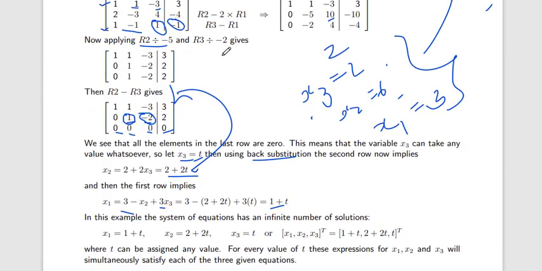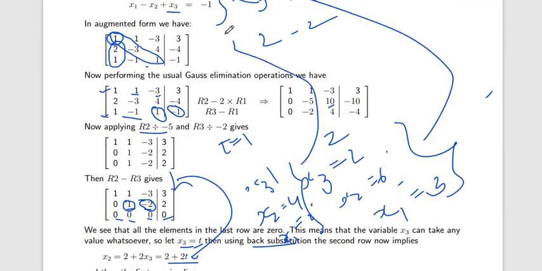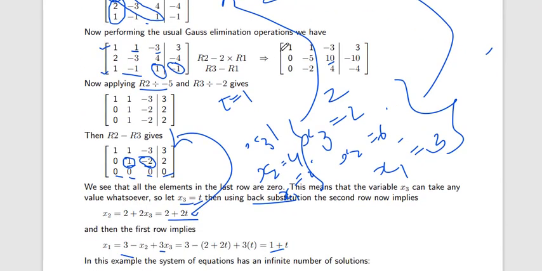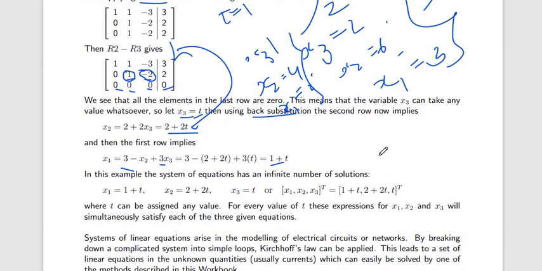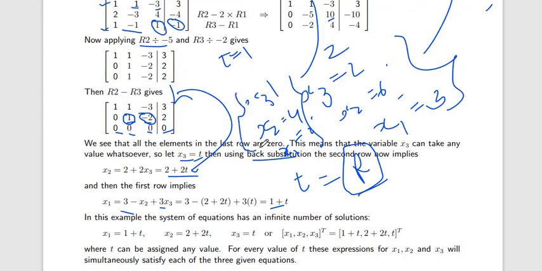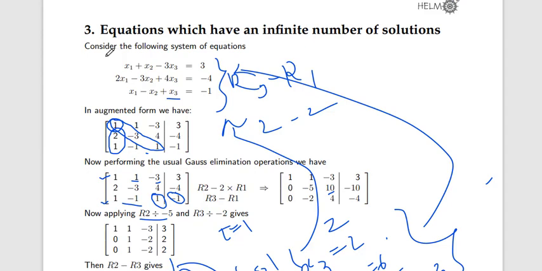If we get t is equal to 1, then x3 is equal to 1, x2 is equal to 4, and x1 is equal to 2 also. So this is also a solution of this linear equation. You get my point that if you take t equal to anything from R, you will get different solutions. So this equation has an infinite number of solutions.